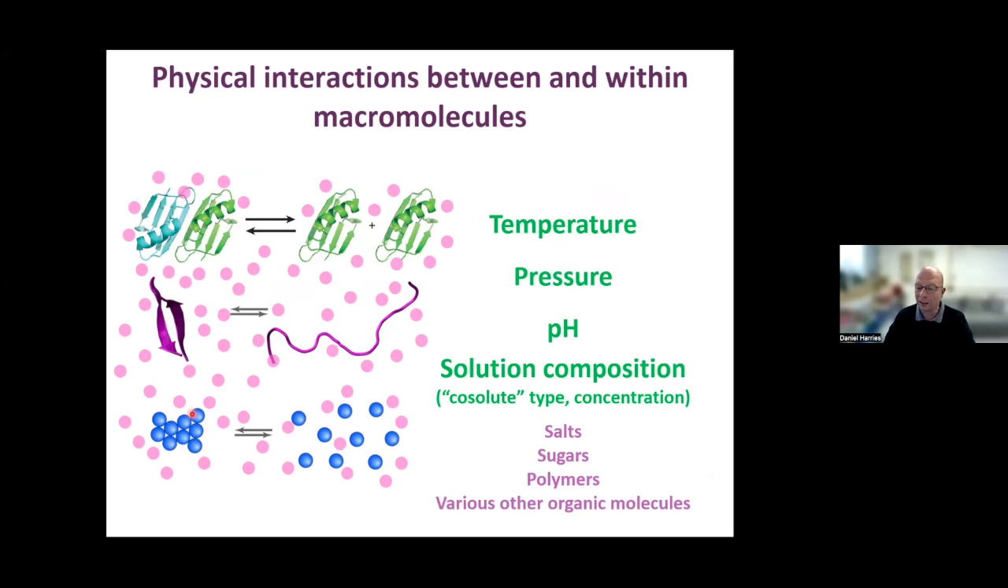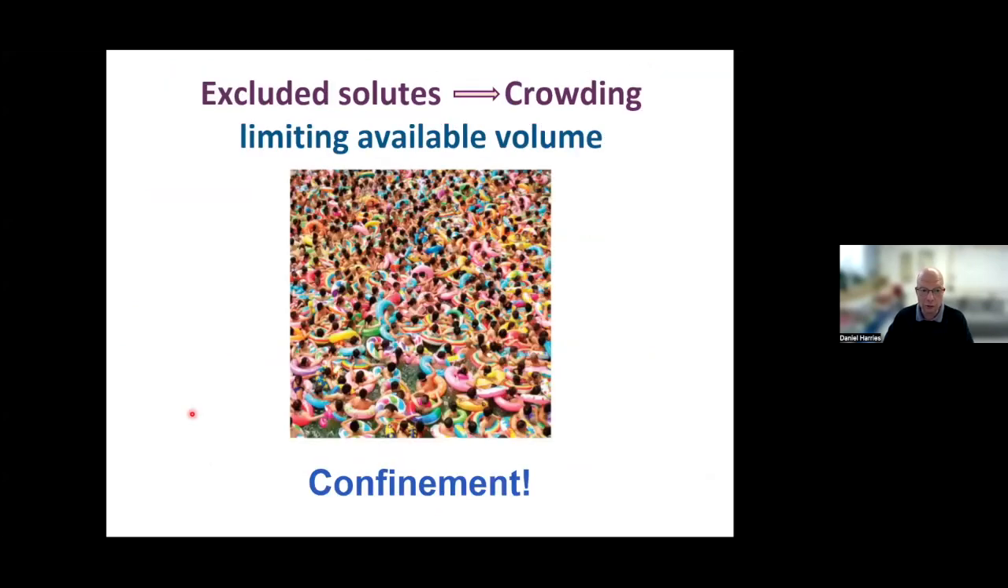That is, when we add additional solutes, these can be salts, sugars, polymers, and various other organic molecules such as metabolites, osmolytes, and so on. So can we generalize and say something about these systems? Of course it's very hard to say something that is absolutely general, but let's focus on systems where the solutes are excluded from the large macromolecules or colloids, and this is what we would generally think of as crowding.